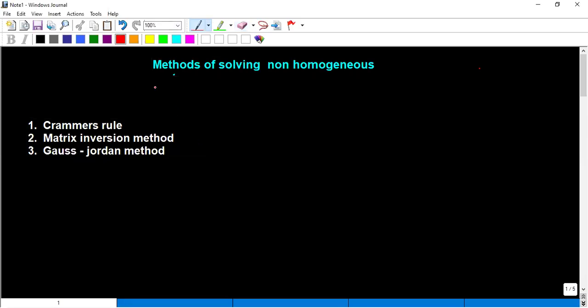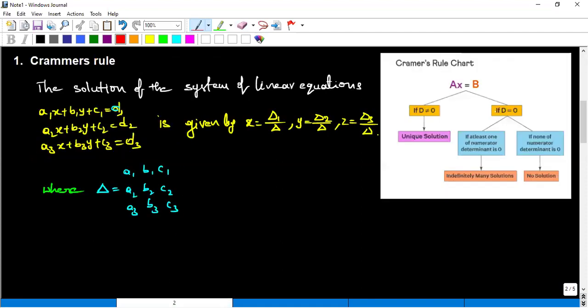Hello everyone. In this lecture, I am going to discuss the methods of solving linear equations, especially non-homogeneous linear equations. In that, we will see mainly Cramer's rule and the Gauss-Jordan method. In the previous lecture, we have already seen how to find the inverse of a matrix. So, how can we solve a linear equation with the help of Cramer's rule and the Gauss-Jordan method? We will see today. Let us start our session with Cramer's rule.